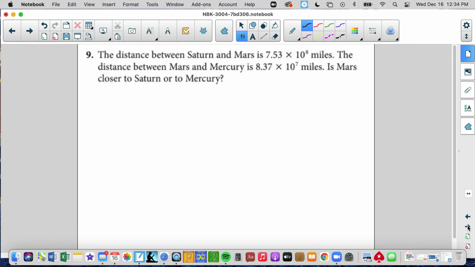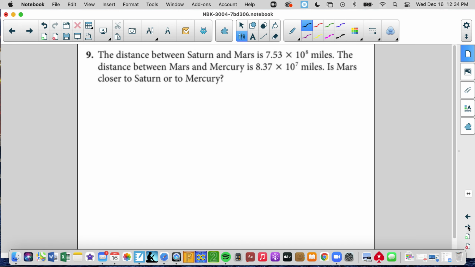The distance between Saturn and Mars is 7.53 times 10 to the 8 miles. The distance between Mars and Mercury is 8.37 times 10 to the 7th miles. Is Mars closer to Saturn or to Mercury?